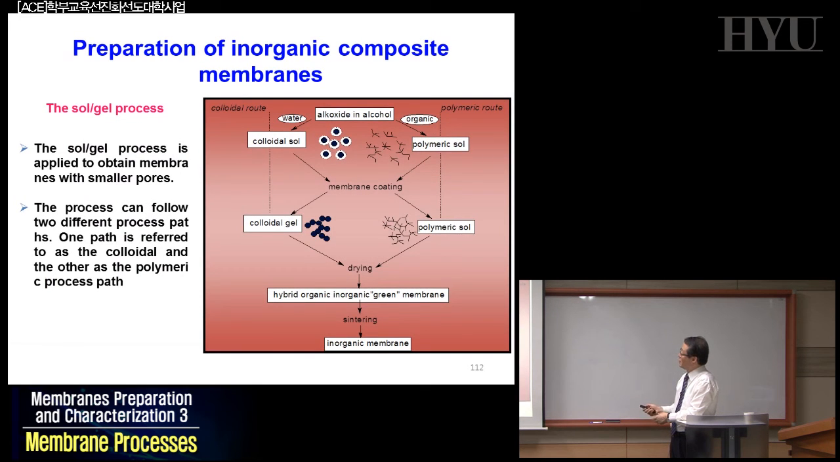The sol-gel process might be divided into several cases. You can have alkoxide in alcohols. You make colloids or polymer solutions, cast a membrane, and again you make a green membrane and sinter it to make inorganic membranes.